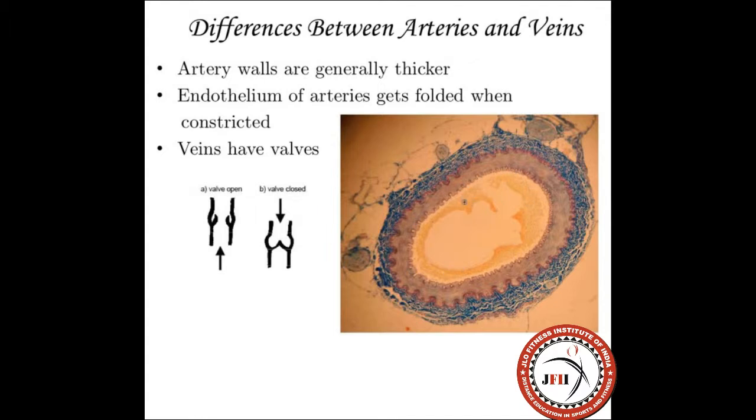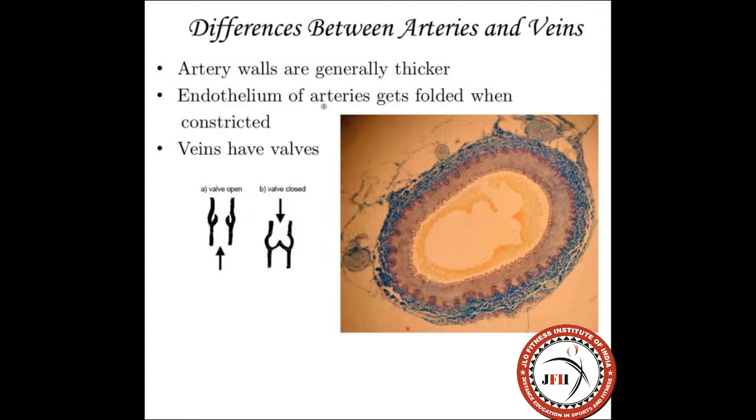And you can see that these are actually blood cells. I know they look kind of yellowish, but if you look really close at these, you would see they have kind of a pinkish look, that classic red look of a red blood cell. So the endothelium of arteries gets folded when constricted. It doesn't really happen in veins.